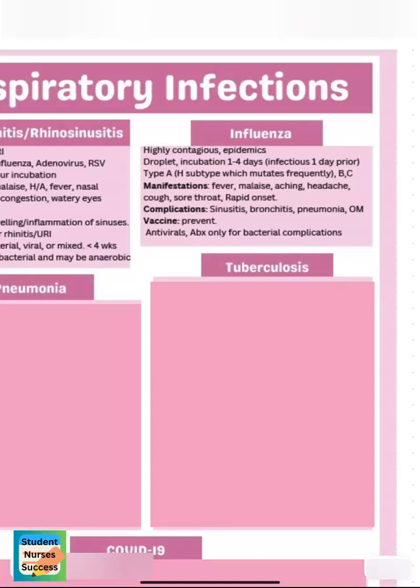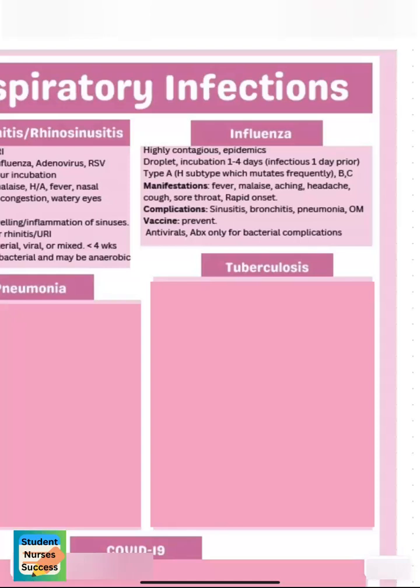Manifestations of flu are fever, malaise, a lot of muscle aches, maybe headache, cough, sore throat. The thing about flu is it tends to rapidly onset. It doesn't develop over the course of a day or two. It tends to hit you pretty quick. Within a few hours, you know you're feeling pretty ill. Again, you don't have to have all of those symptoms. Those are the range of symptoms that you can have.